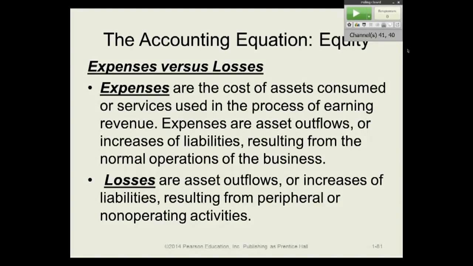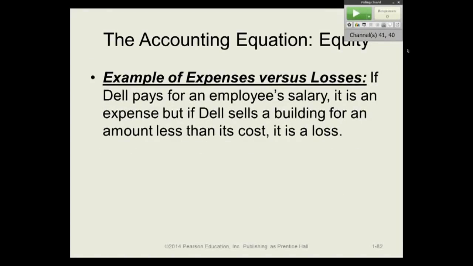So again, using Dell Computer, if Dell pays an employee's salary, that's part of normal business operations. If they sell a building for less than they paid for it, they've got a loss. So just like if you bought a car for $10,000, you sell it for $6,000, you got a loss of $4,000. If you sell something for under the cost or the amount you paid, you've got a loss. So again, the expenses are normal operations and losses are outside of normal operations. Yes?